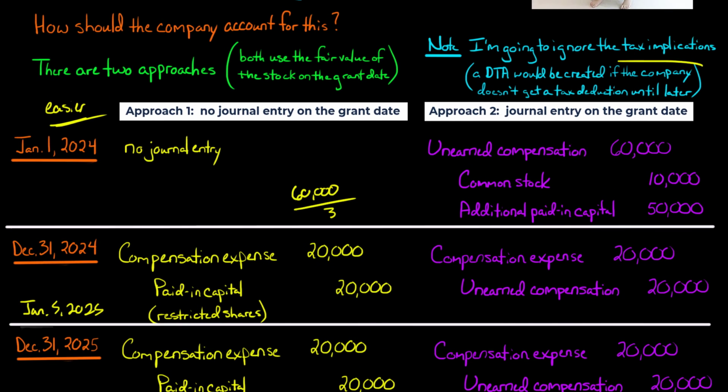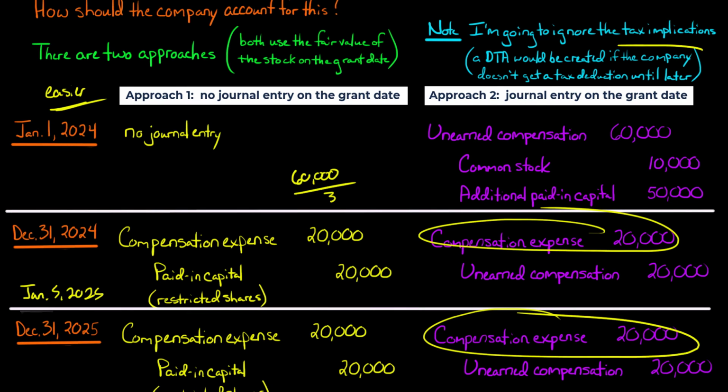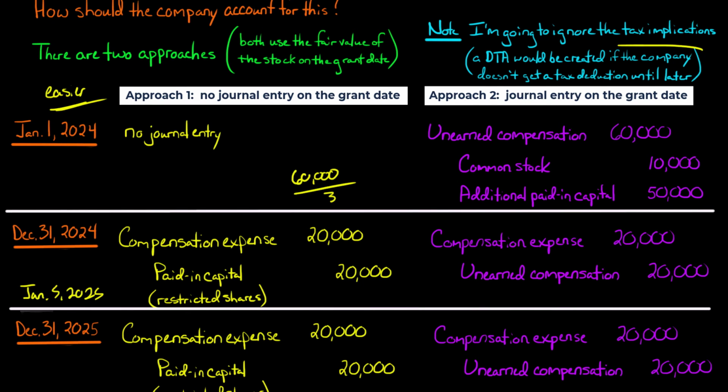Okay, now let's get to approach number 2, over here in purple. Under approach number 2, we're still going to be recording $20,000 of compensation expense at the end of each period. That's still going to happen. But where we had no journal entry before on the grant date, now we're going to have a journal entry on the grant date. We're going to debit this account here, unearned compensation. This is a contra equity account. Contra equity means it reduces stockholders' equity. So contra equity account, unearned compensation of $60,000.